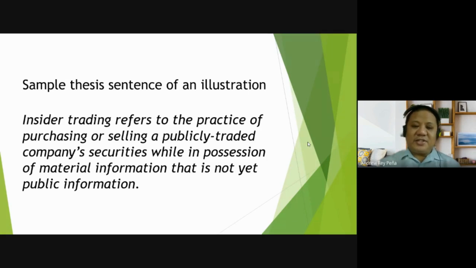This is a sample thesis. Insider trading refers to the practice of purchasing or selling publicly traded company securities while in possession of material or relevant information that is not yet public information. By the way, when you hear the word material, particularly in legal jargon, it's a fancy way of saying relevant.